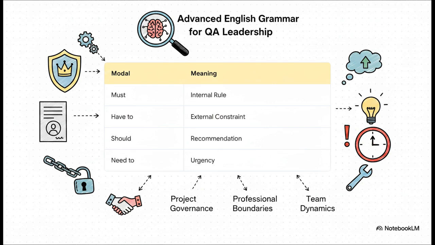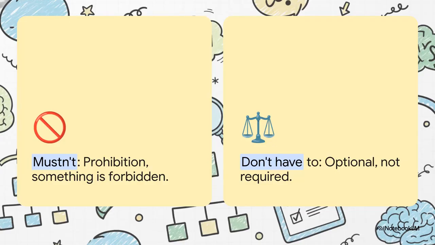Look at the differences here. Must expresses a categorical obligation, like an internal policy. Have to is for external constraints, like a client contract. Should is just advice or best practice. It's not a hard rule. And need to expresses a direct urgency to solve a problem. Proving to an interviewer that you can distinguish between these modals shows them you deeply understand project governance, professional boundaries, and team dynamics. So the crucial point is understanding the vast difference between prohibition and option.